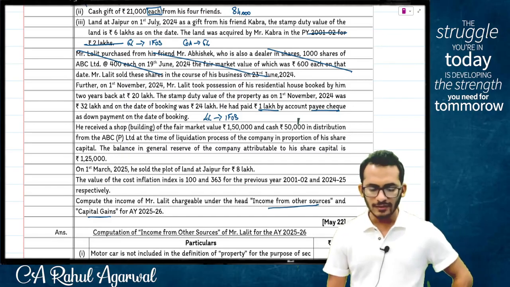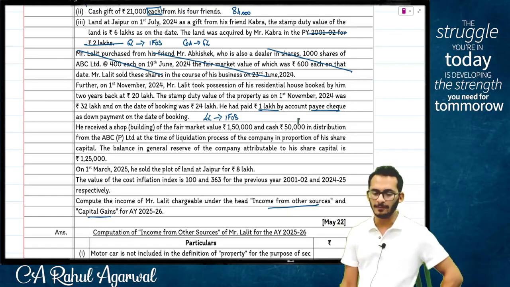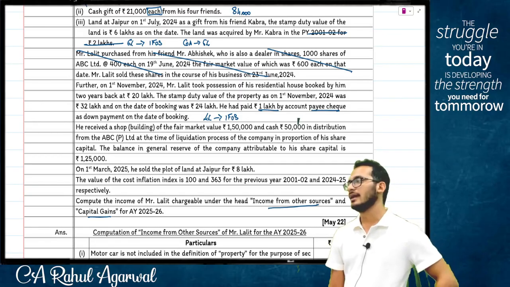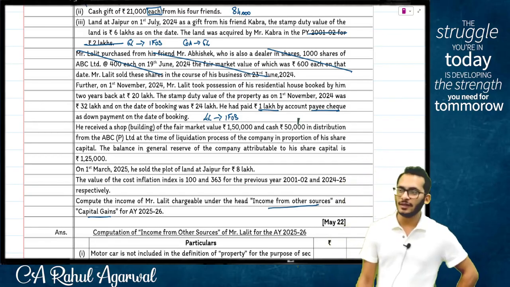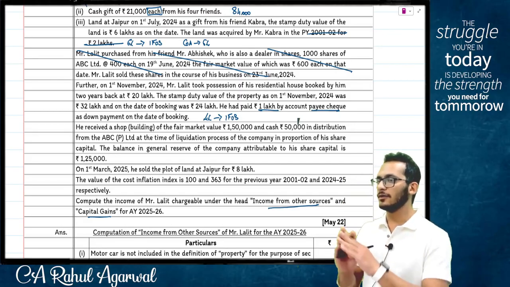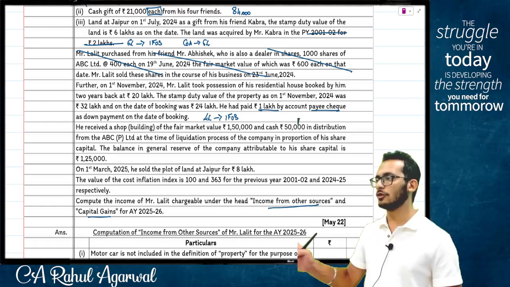Same. He received a shop of fair market value 1,50,000 and cash 50,000 in distribution from ABC Private Limited at the time of liquidation of the company in proportion of his share capital. People, liquidation game we discussed. When it comes to liquidation, whatever money you receive, it gets split into two. Some portion of the money goes to dividends, some portion goes to capital gains.